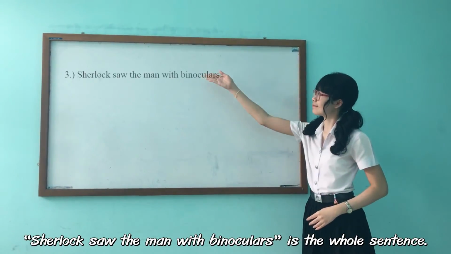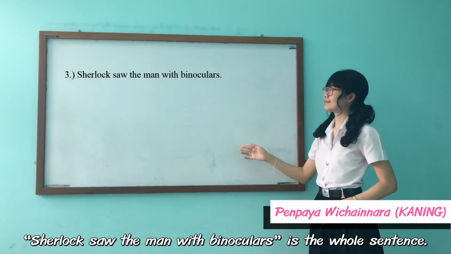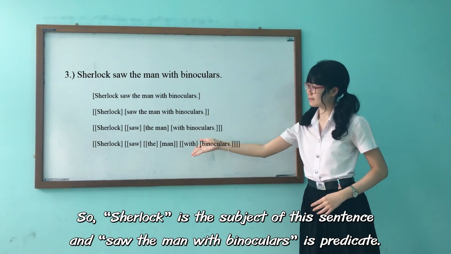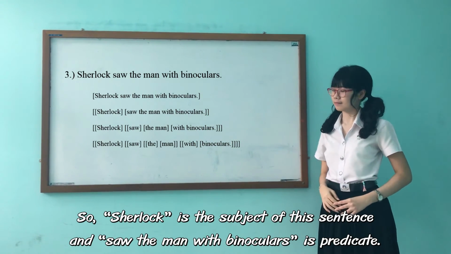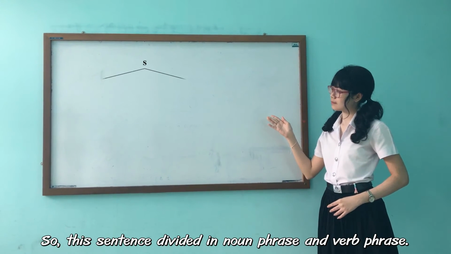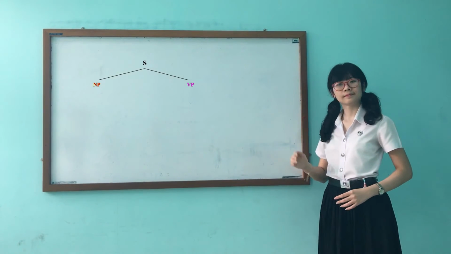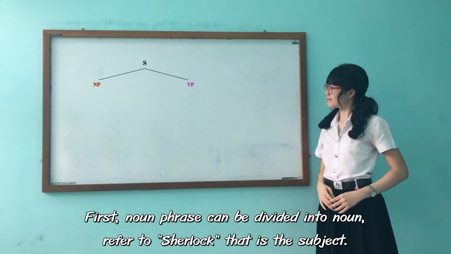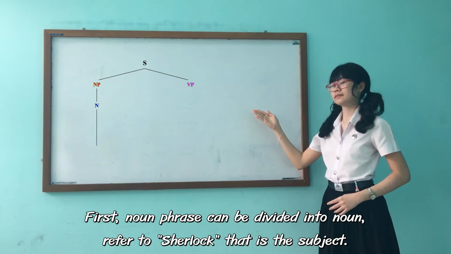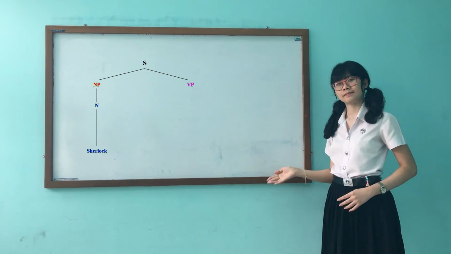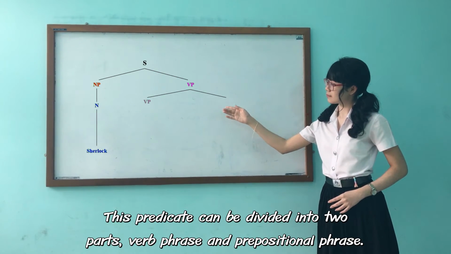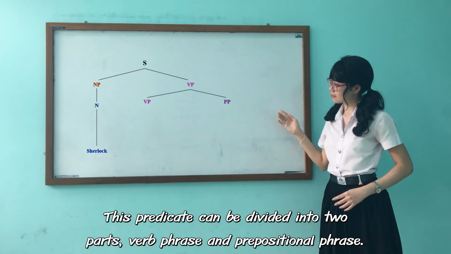Sherlock saw the man with binoculars is the whole sentence. So Sherlock is the subject of this sentence and saw the man with binoculars is the predicate. So this sentence divides into noun phrase and verb phrase. First, the noun phrase can divide into noun, referring to Sherlock, that is the subject. This predicate can divide into two parts, verb phrase and prepositional phrase.